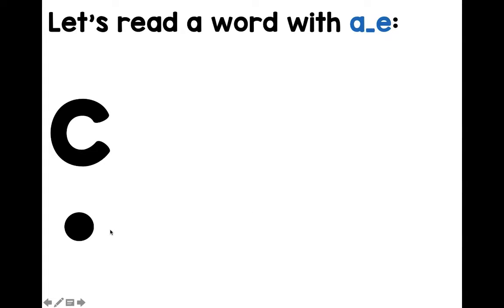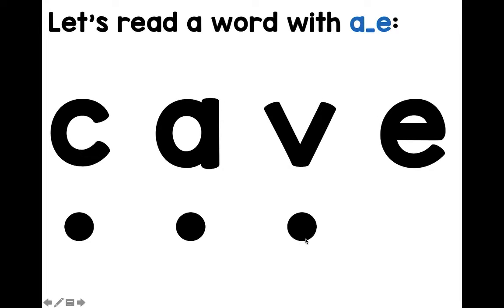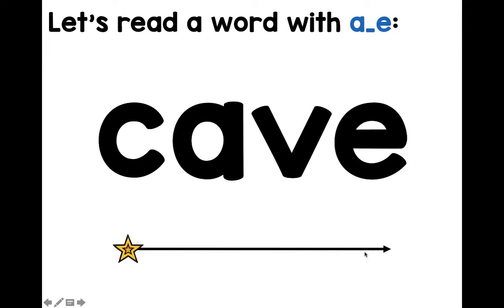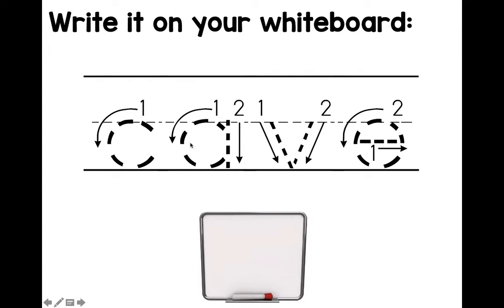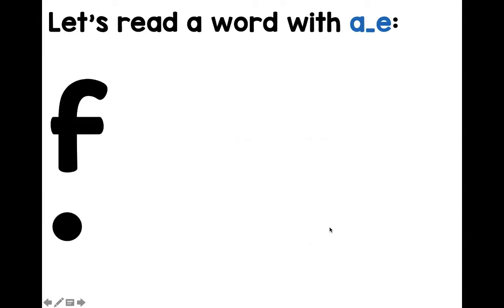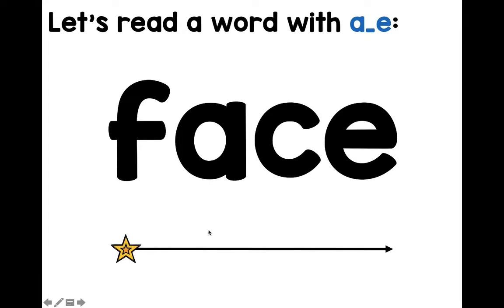Beginning with reading the next word, we have a K. Put your finger on the dot, K, and say K, A, V, cave. And there's a picture of a cave. Now, trace with your finger all 4 letters and then write it on your whiteboard or a piece of paper. Next word, F, A, S, face.